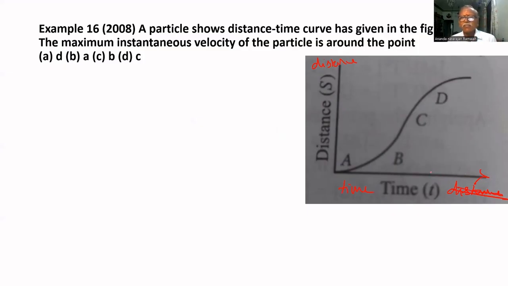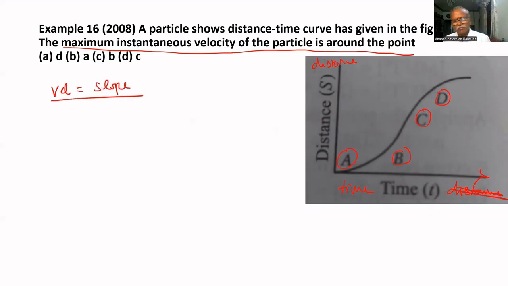Distance time curve is given in the figure. The maximum instantaneous velocity of the particle is around the point A, B, C, D. Four points are given. At which point the velocity is maximum is asked. Already we have seen that velocity equals slope.